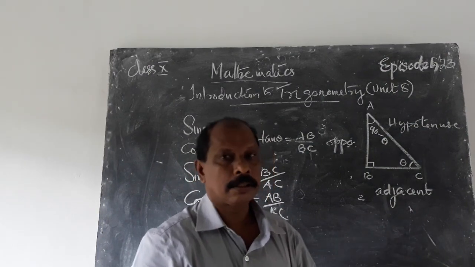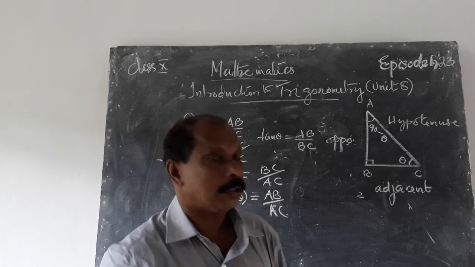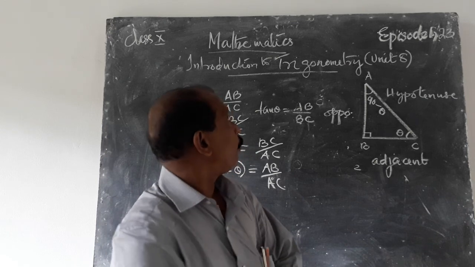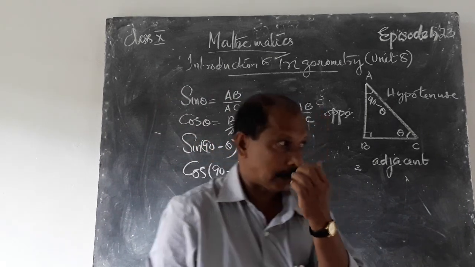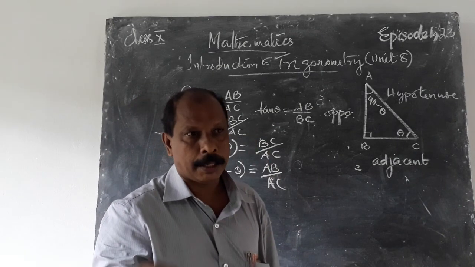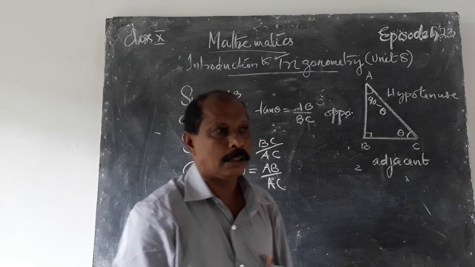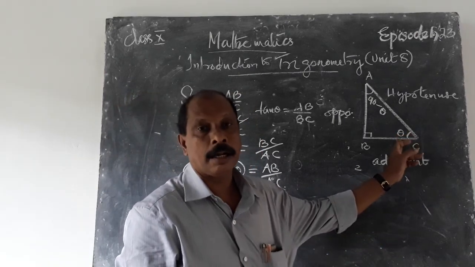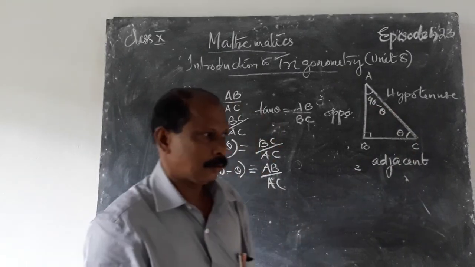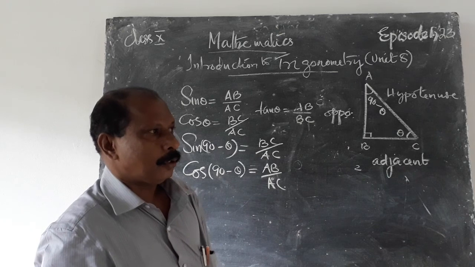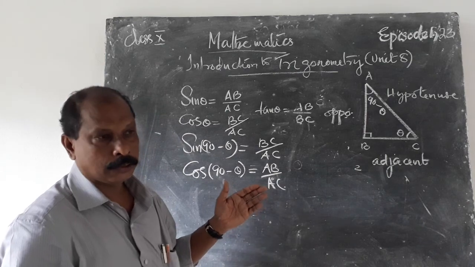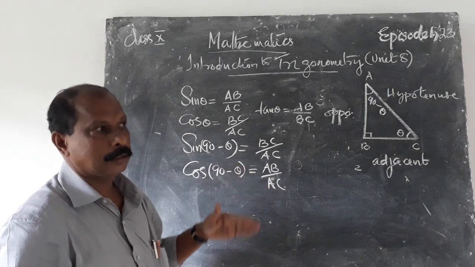Dear students, in the previous episode, that is D23, we discussed the chapter Introduction to Trigonometry, the 8th unit or chapter. In the last part of the previous episode, we discussed the angle theta, and that the angle 90 minus theta is known as the complementary angle. Now, as a continuation of that episode, I will explain that result once again.